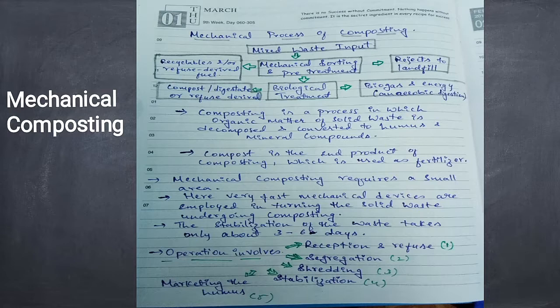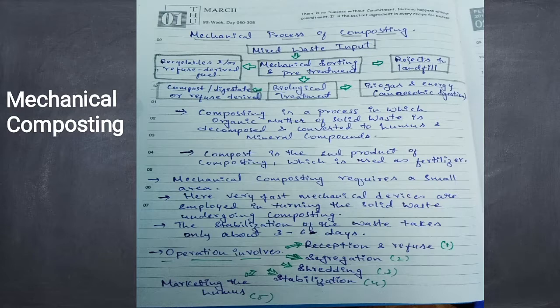And usually this mechanical composting takes place in a small area, and it is very fast. Since mechanical devices are utilized in it, the process takes place in a fast manner for composting and all. And the stabilization takes place for 3 to 6 days. Stabilization is nothing but the biological treatment, whatever is going to happen in it.